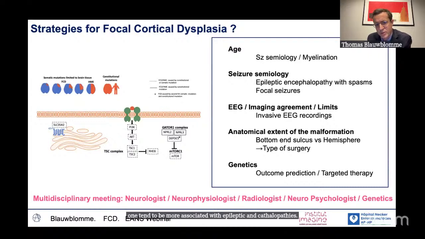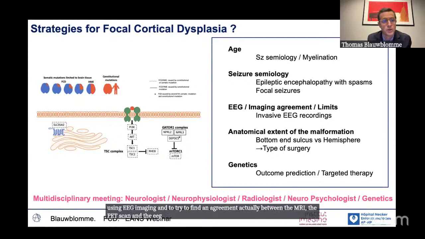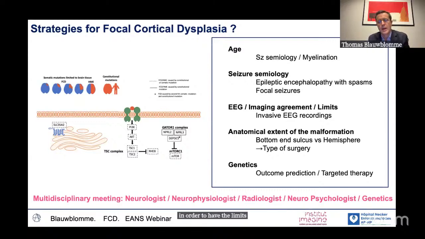What is really important after this is to try to define the limits of the lesion using EEG, imaging, and to try to find an agreement actually between the MRI, the PET scan, and the EEG in order to have the limits before we go to surgery. And if these limits cannot be achieved, you need to go with invasive recordings.